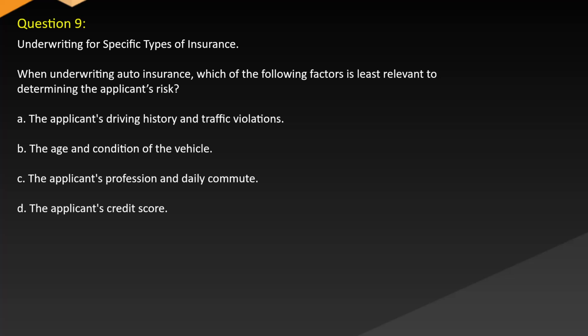Question 9. Underwriting for specific types of insurance. When underwriting auto insurance, which of the following factors is least relevant to determining the applicant's risk? A. The applicant's driving history and traffic violations. B. The age and condition of the vehicle. C. The applicant's profession and daily commute. D. The applicant's credit score.